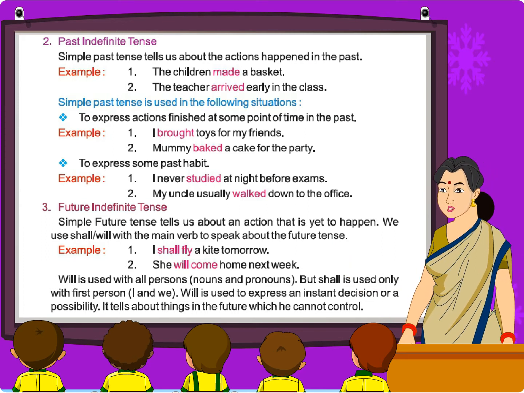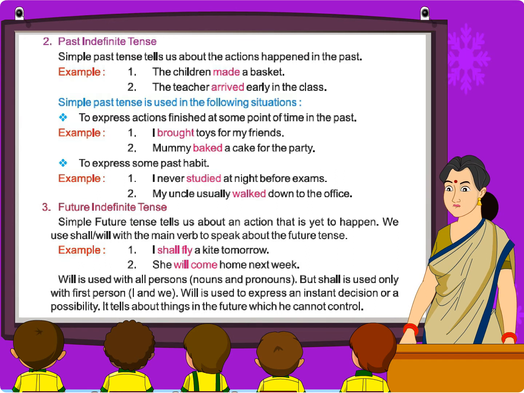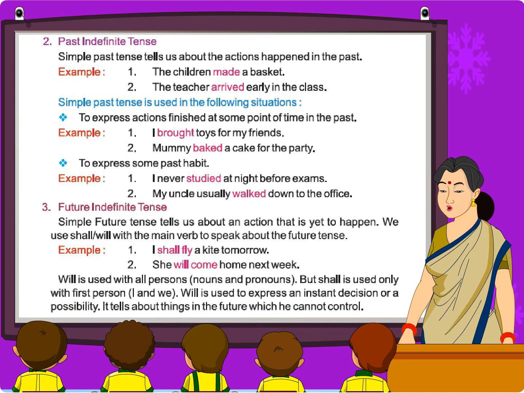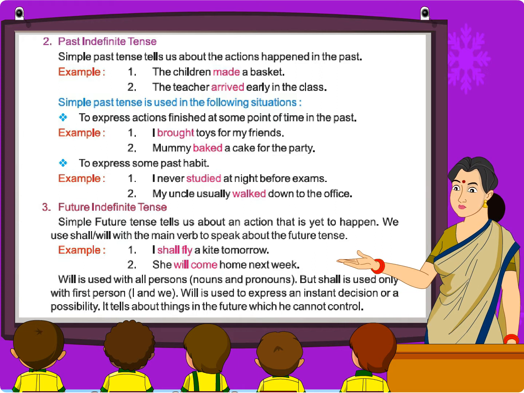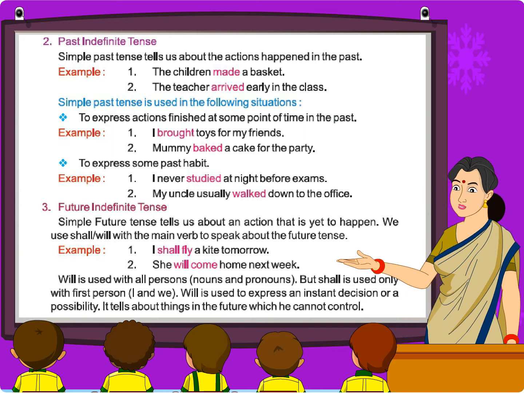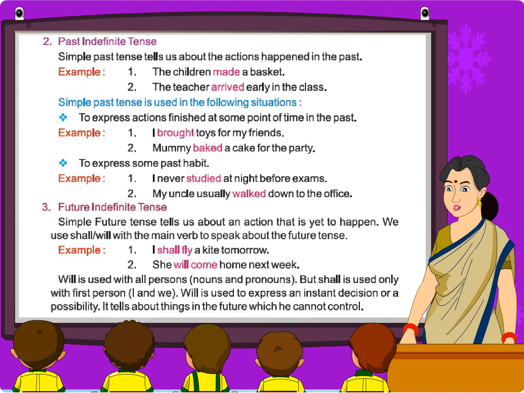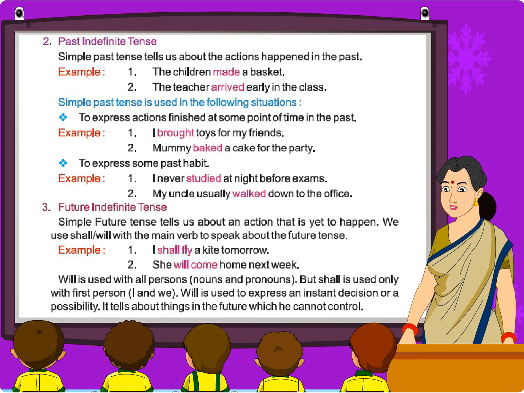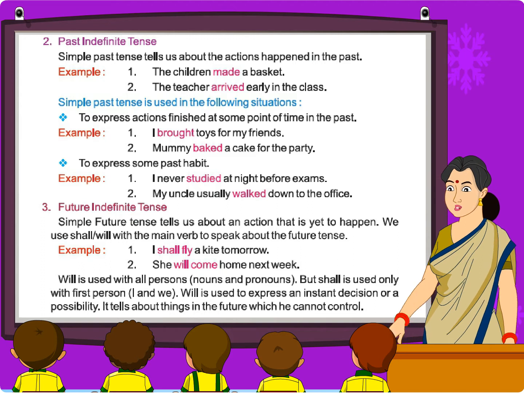Future indefinite tense. Simple future tense tells us about an action that is yet to happen. We use shall, will with the main verb to speak about the future tense. Example, I shall fly a kite tomorrow. She will come home next week.